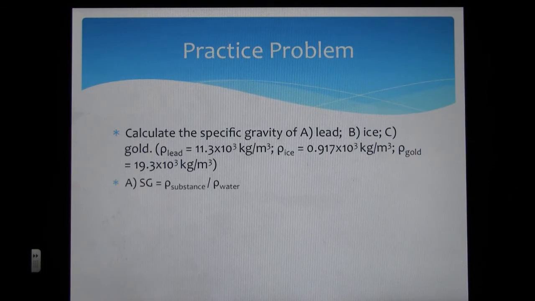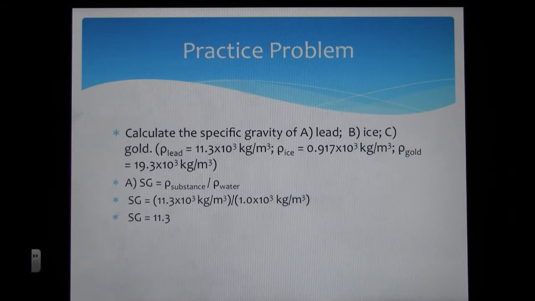In part A, we are asked to find the specific gravity of lead, and to find the specific gravity, we have to divide the density of the substance by the density of water. So we plug in the density of our substance, in this case the lead, and divide it by the density of water, 1,000 kilograms per meter cubed, and we find the specific gravity to be 11.3. And notice we have no units, because a density divided by a density gives us no units.